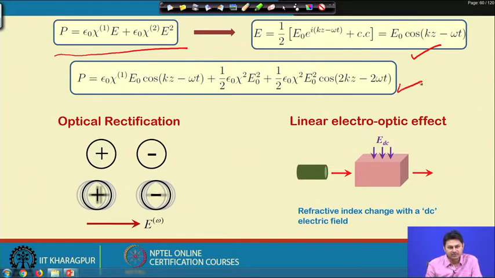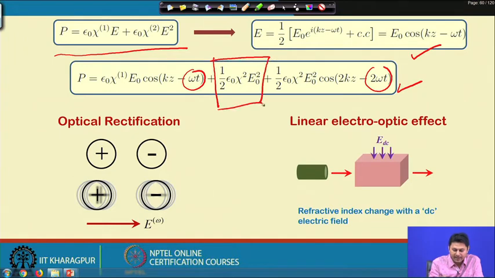Last class we have already derived that. In this total electric field we find one frequency component omega, another frequency component 2 omega, and another term sitting here without any frequency term. Today we are going to understand what the meaning of this term is.